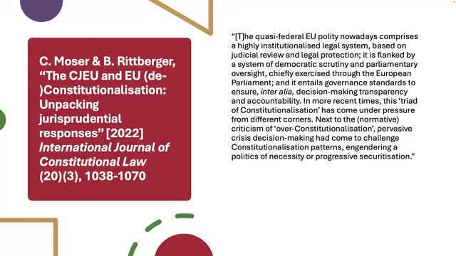I'll get to that second point in a second, but fundamentally, the first part of this paragraph is making very clear that throughout all of these different institutions, you have what they describe as a triad of constitutionalization: a quasi-federal EU polity, a highly institutionalized legal system based on judicial review and legal protection as elucidated through the CJEU, democratic scrutiny and parliamentary oversight as exercised through the European Parliament, and decision-making transparency and accountability.